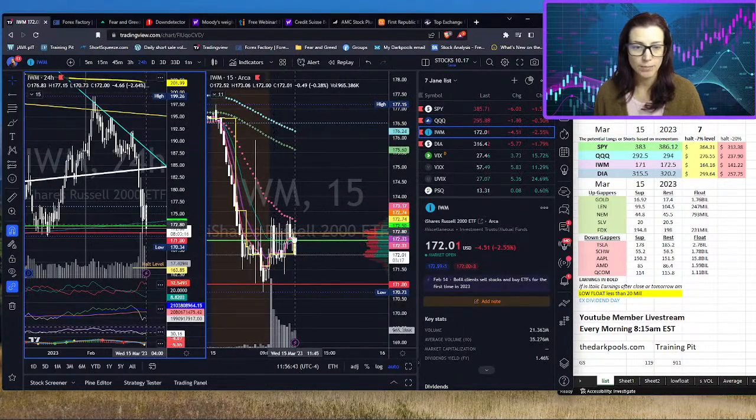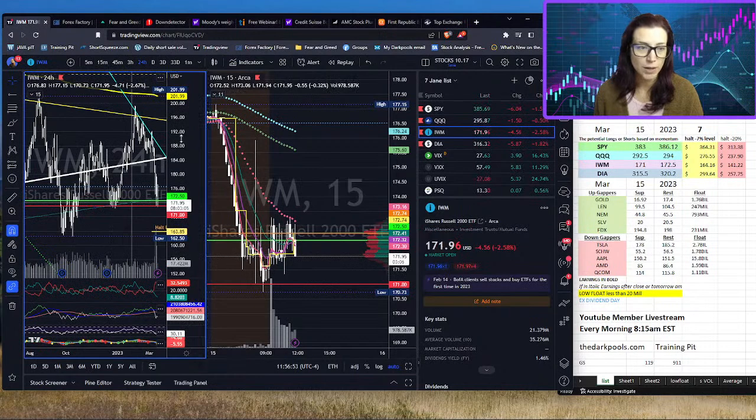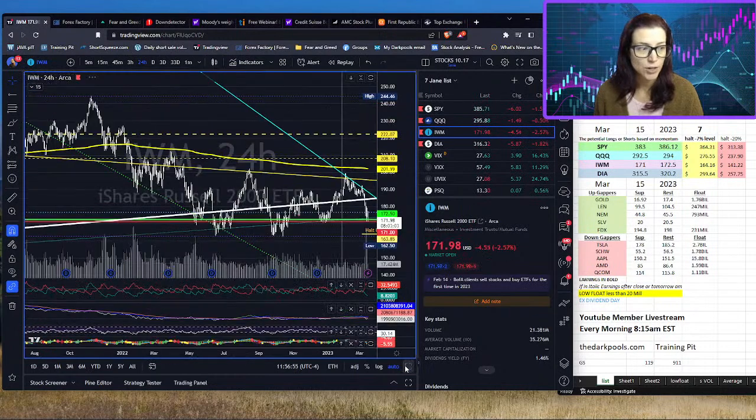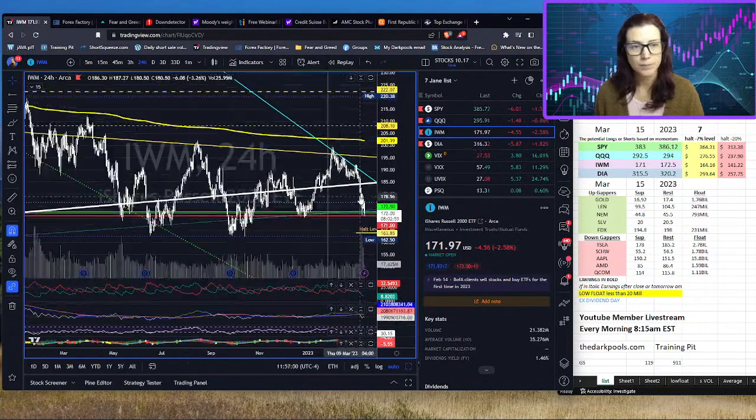Hey, IWM, all right, cool. We're about to go below the point of control. The next potential test area would be 171.60. Below 171, bye-bye. And if we look back at the bigger picture on the daily chart, we are below the trend line.